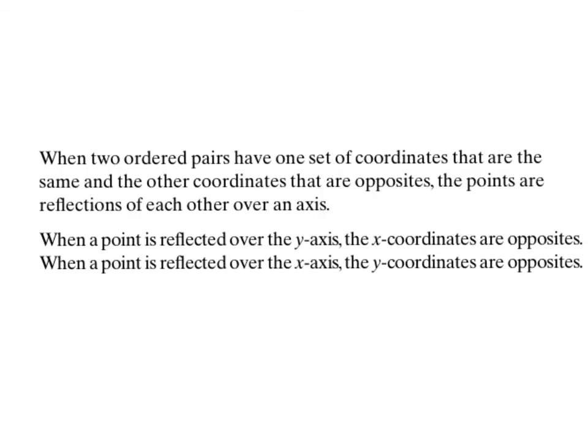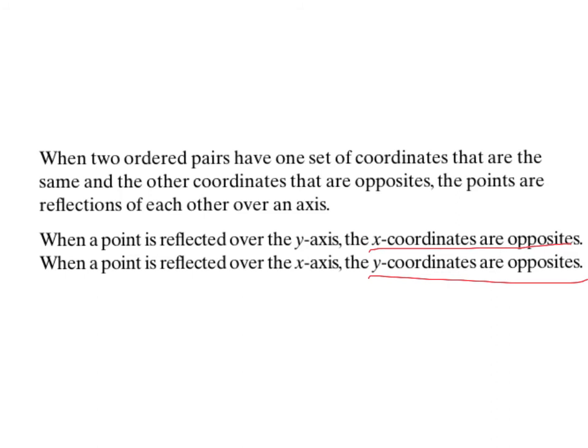When two ordered pairs have one set of coordinates that are the same, and the other coordinates are opposites, the points are reflections of each other over an axis. When a point is reflected over the y-axis, the x-coordinates are opposites. And when a point is reflected over the x-axis, the y-coordinates are opposites.